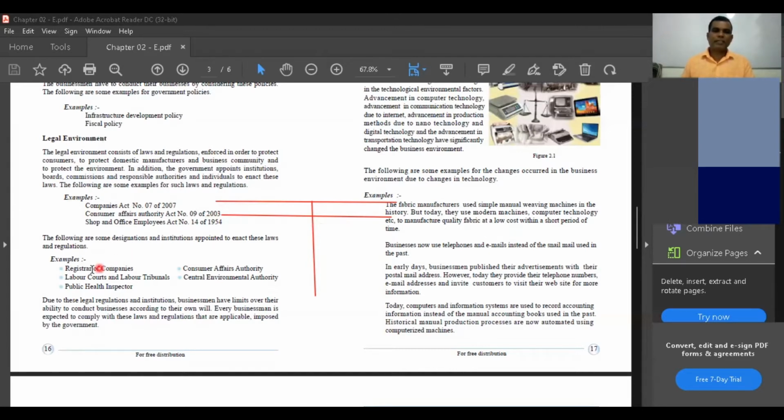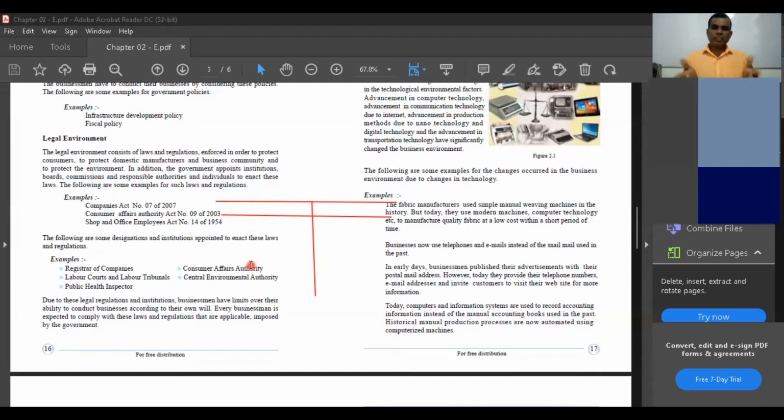You see, the company registrar is enacting, monitoring, supervising and implementing the Companies Act number 7 of 2007. Next one, Consumer Affairs Authority. The second designation or institution is the Consumer Affairs Authority. In Sinhala we call it Pariboka Katayutu Adhikari.